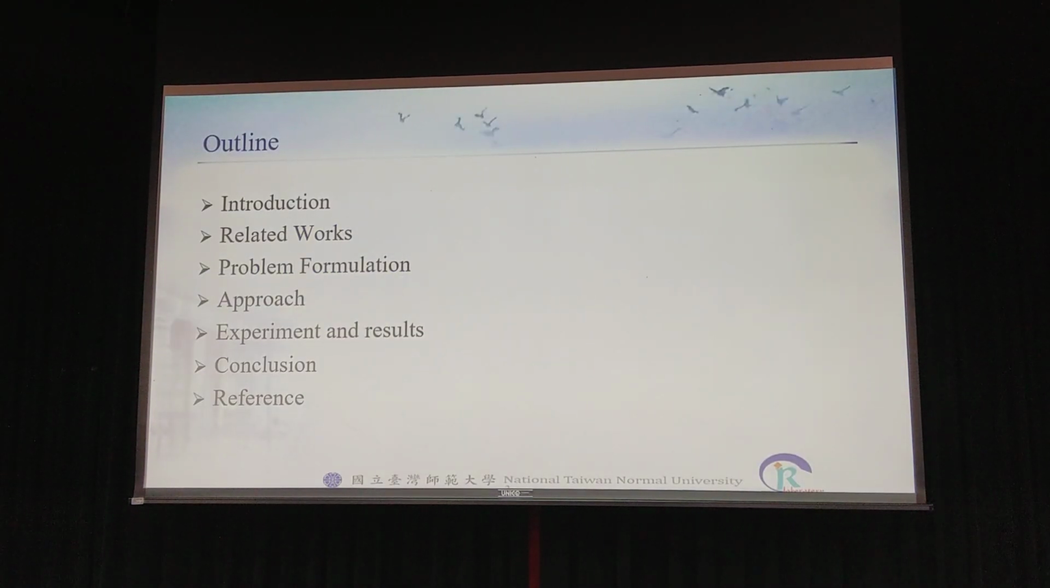And this is my outline. First, I will introduce the background of AMR navigation and the related work on crowd robot navigation, then the system of crowd navigation. Finally are our efforts, experiments, and conclusion.